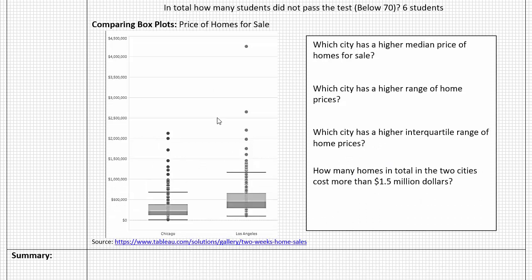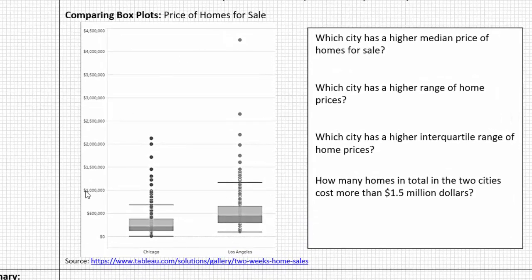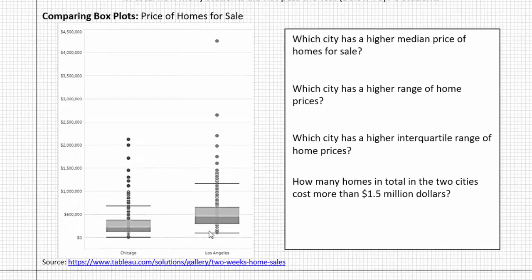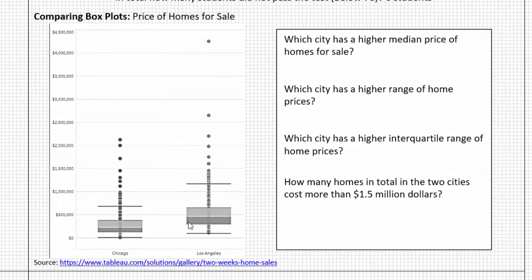While I was looking online, I found a reference that showed me the price of homes for sale in Chicago and Los Angeles over a 2-week time period in 2013. Take a little bit of time just looking at these two box plots and the information that we're given about the price of the homes, and what do you just notice in general? So let's take a closer look at these problems and see if we can come up with some more precise answers. Our first question is, which city has a higher median price of homes for sale?